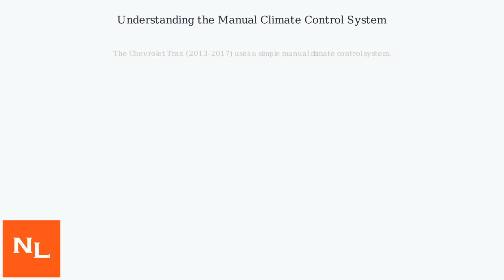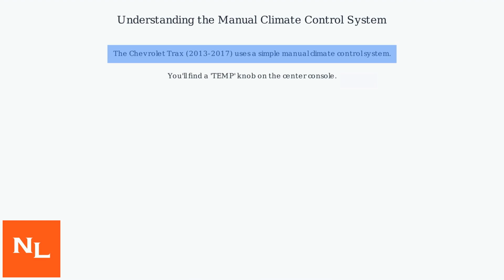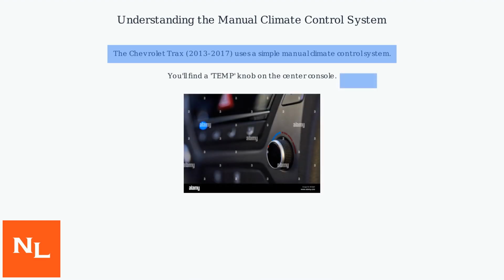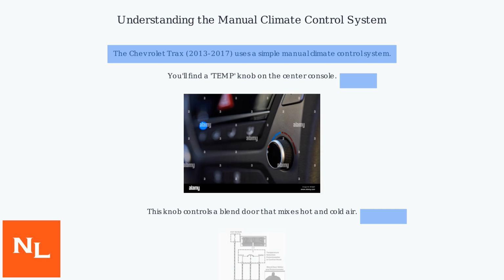The Chevrolet TRAX from 2013 to 2017 features a straightforward manual climate control system that gives you direct control over cabin temperature. At the heart of this system is the temperature control knob, labeled Temp, located on the center console of your dashboard. This knob operates a blend door mechanism that physically mixes air from the vehicle's hot and cold sources to achieve your desired temperature.